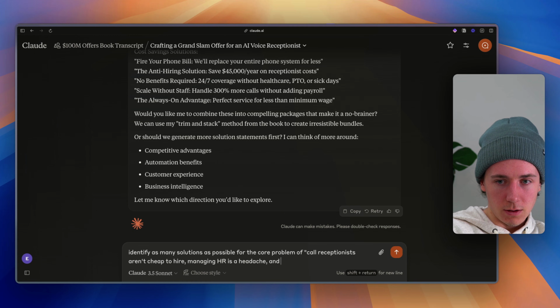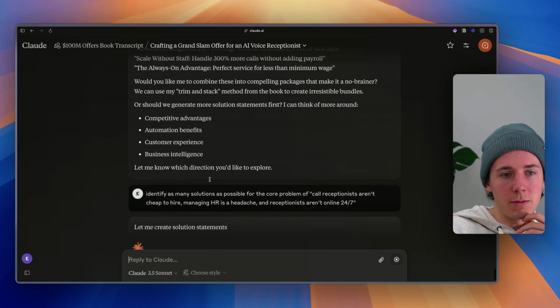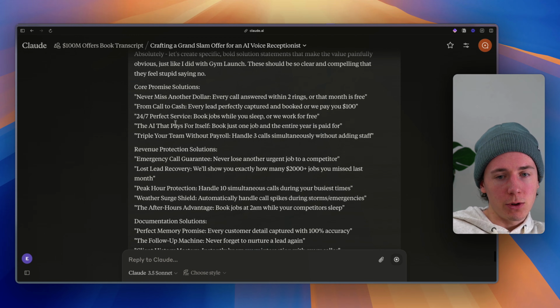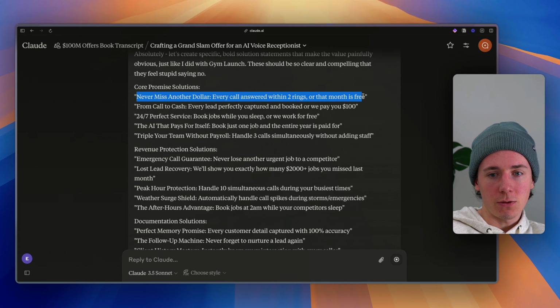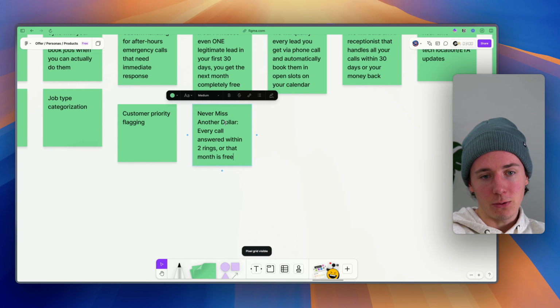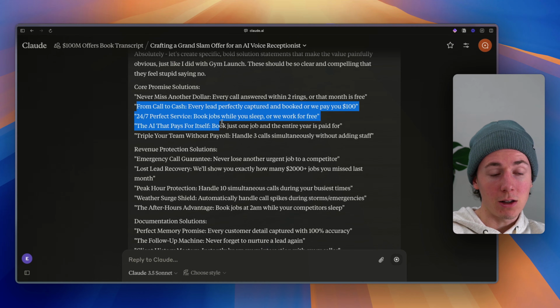And receptionists aren't online 24/7. So let's speak to the HR problem a little bit more in depth, and let's see what these are. Never miss another dollar. Every call answered within 2 rings or that month is free. As long as we truly believe we can do this, and it might actually, even if we don't, it might be good to actually put this in, and if we have to refund some people, we kind of learn what the limits are.